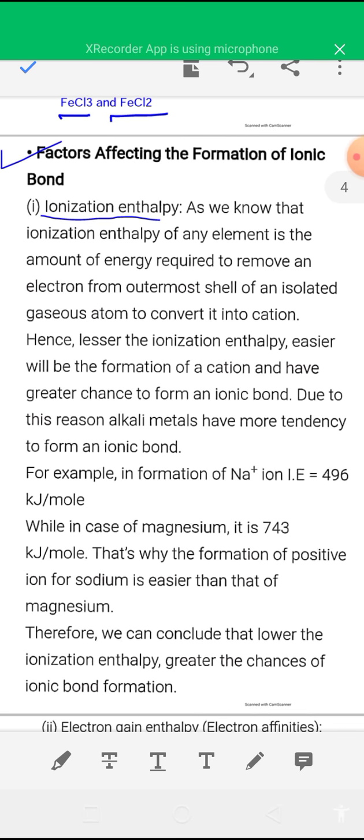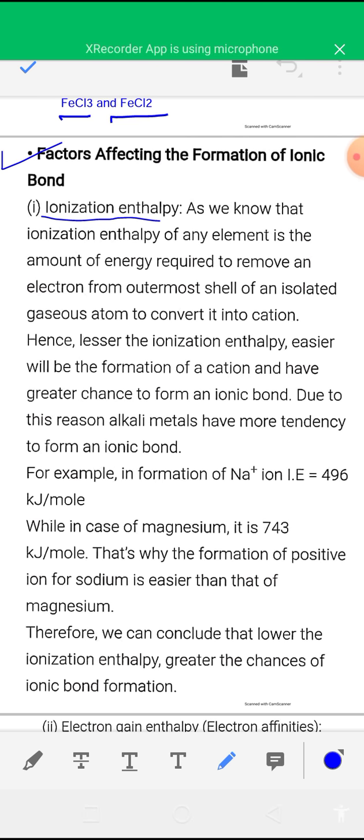Now see, factors affecting formation of ionic bond. There are some factors which can affect the formation of ionic bond. First one is ionization enthalpy. You know, ionic bond is formed between metal and non-metal, and metal should have very low ionization enthalpy. And what is ionization enthalpy?